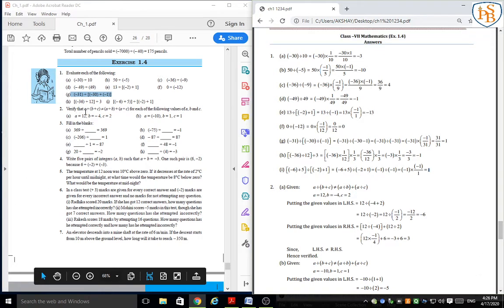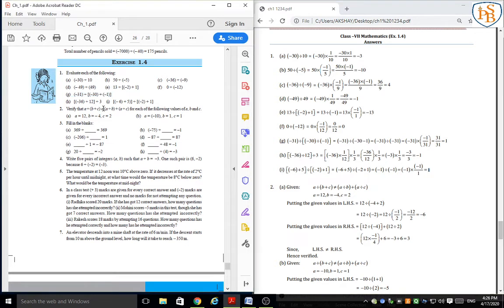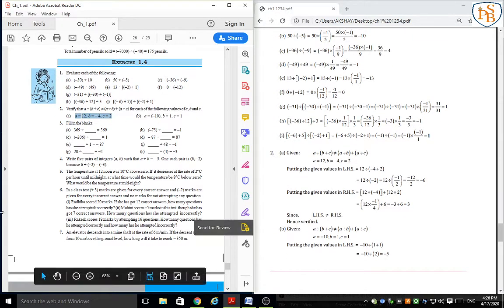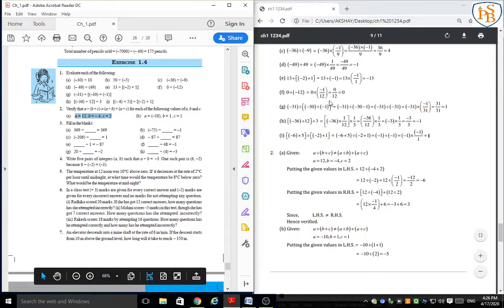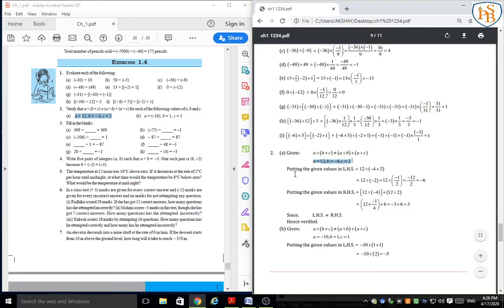Question 2, verify that a divided by, in bracket, b plus c is not equal to a divided by b plus, in bracket, a divided by c. Look here at how they wrote the not equal to. Here are the values. By putting these values, you have to solve these examples using the left hand side and right hand side. In the first example, the values are a is equal to 12, b is equal to -4 and c is equal to 2.